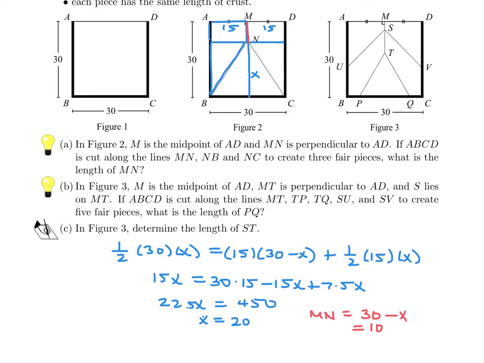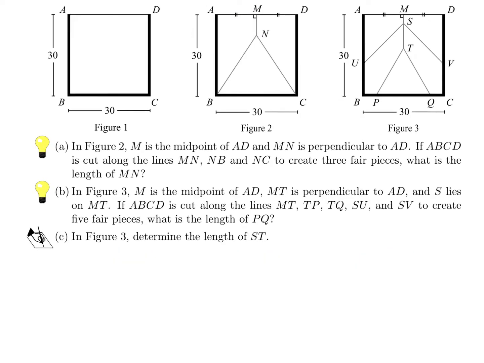In figure 3, M is the midpoint of AD, MT is perpendicular to AD, and S lies on MT. If ABCD is cut along the lines MT, TP, TQ, SU, and SV to create 5 fair pieces, what is the length of PQ? Okay, so a little bit different this time. So let's work with this.